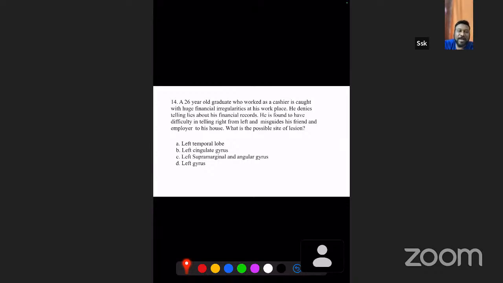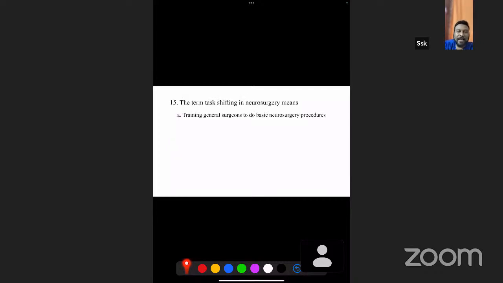So Gerstmann syndrome is where you get finger agnosia, right-left incoordination, agraphia, and acalculia. So he had financial irregularities mainly because of acalculia, and he is not lying. So he misguides right and left. So that is a clue given to you. So here the answer is going to be the dominant parietal lobe, as in here the left supramarginal and angular gyrus. So that would be the answer. So this question, I was able to get only one option, which is actually the answer.